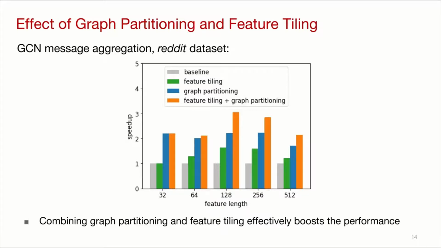Specifically, when the feature length is 512, feature dimension tiling alone brings 1.2x speedup. Graph partitioning alone brings 1.7x speedup. Combining them together achieves 2.2x speedup.